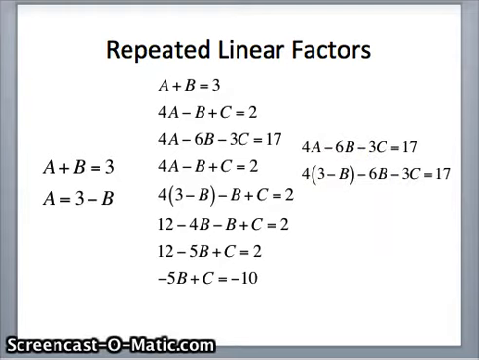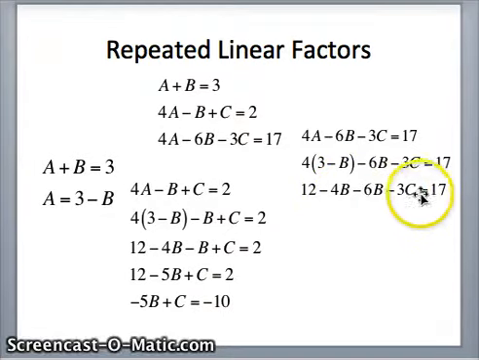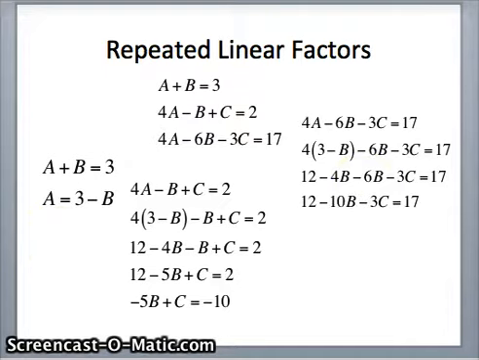So we get 4 times (3 minus b) minus 6b minus 3c is 17. Distributing the 4, 12 minus 4b minus 6b minus 3c is 17. Now subtract 4b minus 6b, negative 10b is what we'll get there. So 12 minus 10b minus 3c is 17.